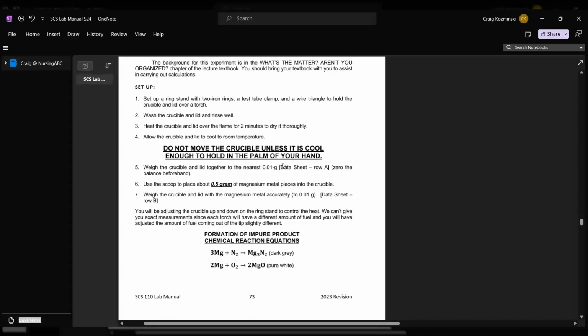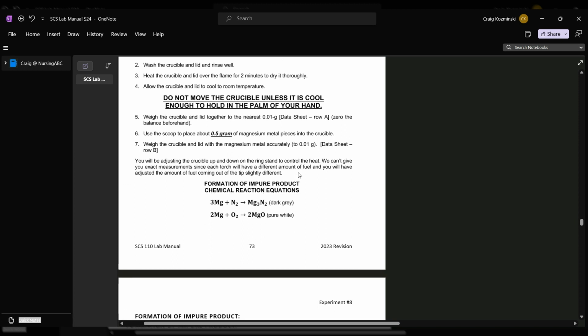In this week's experiment, we are going to be looking at a combination of magnesium with 2 different gases that are found in air. The first gas that we will see magnesium interacting with is the most common gas in our atmosphere, which is nitrogen gas. When magnesium interacts with nitrogen gas, it'll form magnesium nitride.